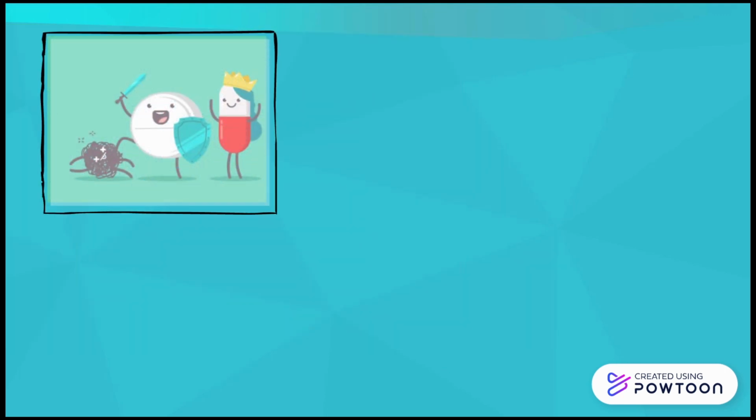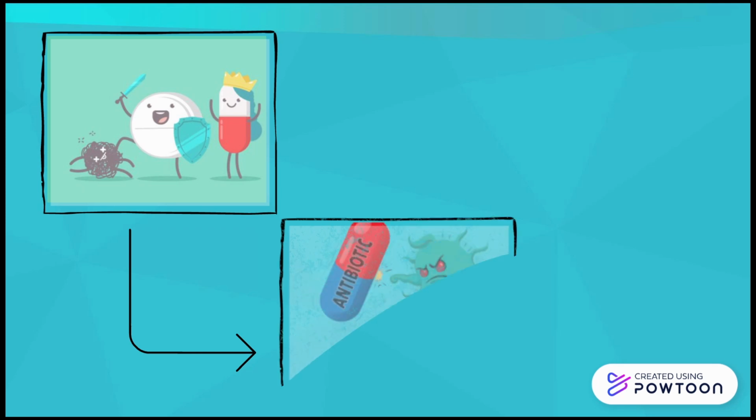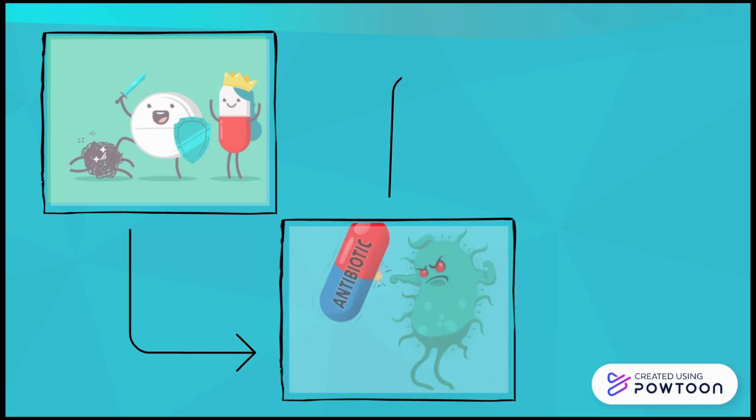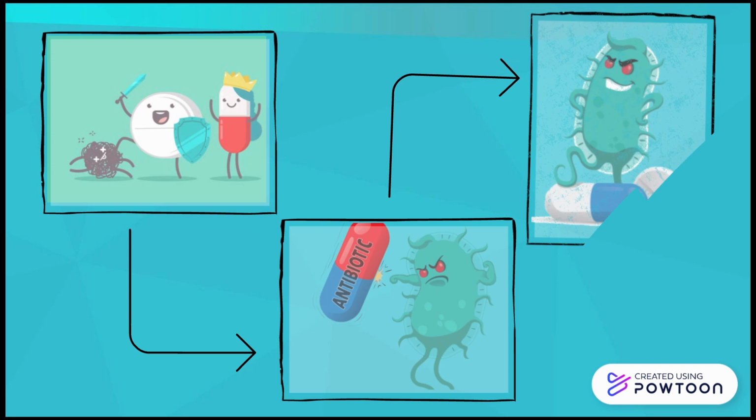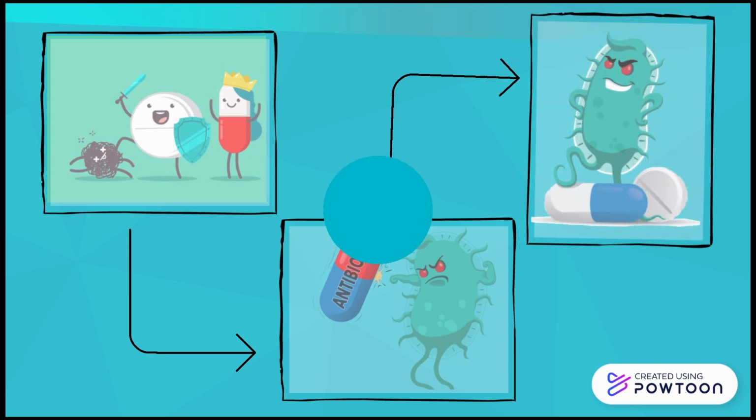Antibiotics are extremely potent tools, but life always finds a way, and the rapid evolution of bacteria means they are becoming resistant, or even immune, to our most powerful antibiotics. So, how does this develop?